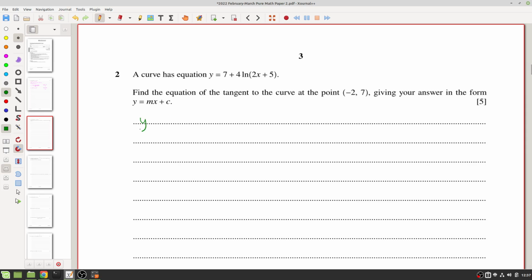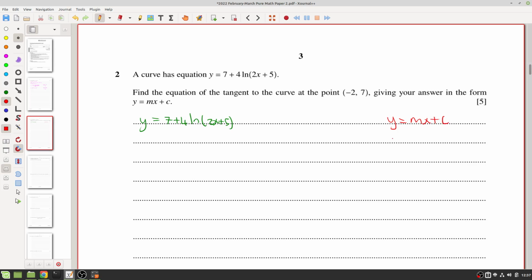Let me just write that down. y equals 7 plus 4 ln 2x plus 5. So ln is just the natural logarithm. That's log with the base e. Find the equation of the tangent to this curve at this point, giving your answer in the form y equals mx plus c. Okay, so we need y equals mx plus c in that form.